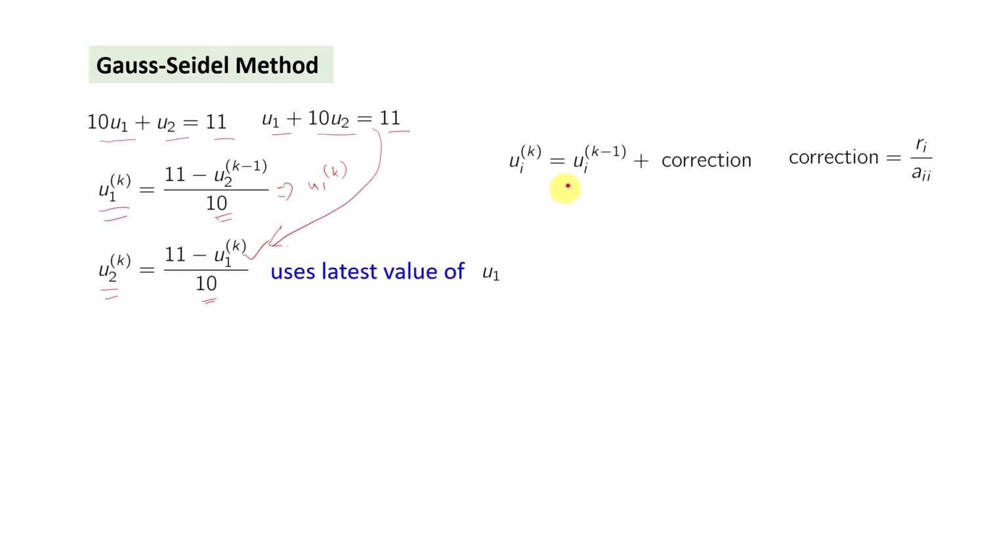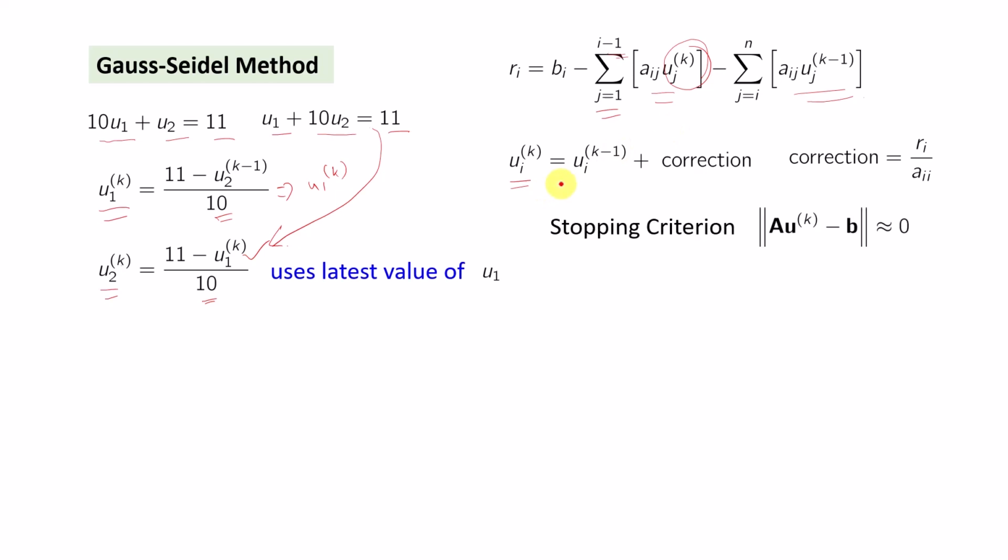So keeping this in mind, our Gauss-Seidel algorithm is very similar to Jacobi. ui at k equals ui at k-1 plus correction, and the correction is ri by aii. But what happens is that in ri, for j from 1 to i minus 1, I already have those, because I am evaluating ui here. So 1 to i minus 1 I have already calculated in the kth iteration, so I am taking their kth iteration value. But then from i to n, the remaining part, I have taken their k-1th iteration value because I still don't know their kth iteration value.